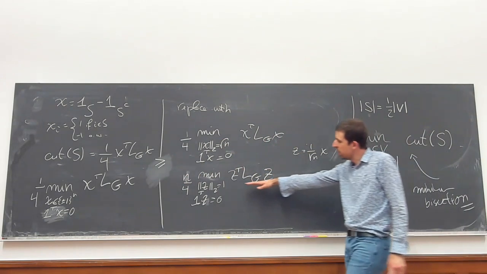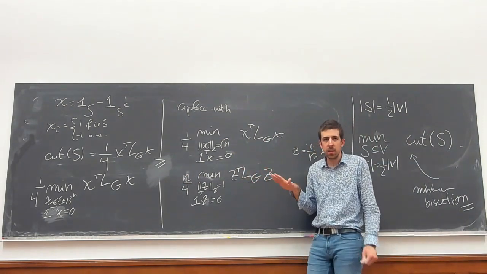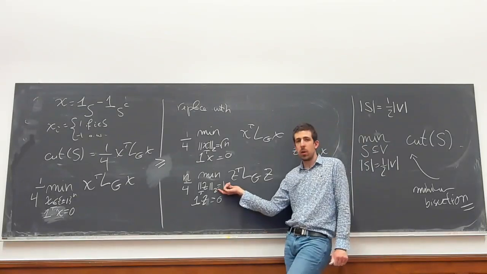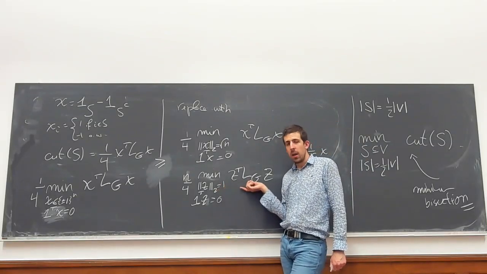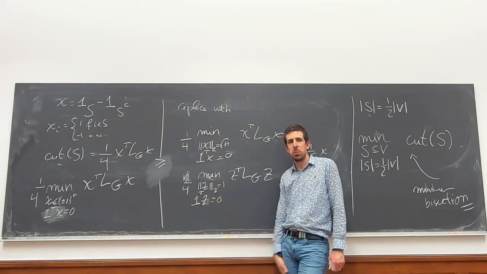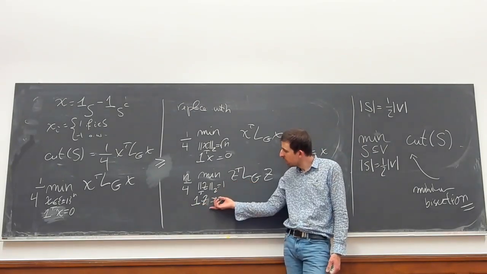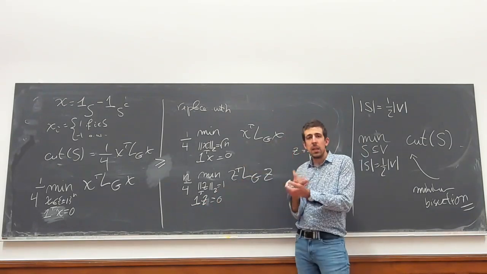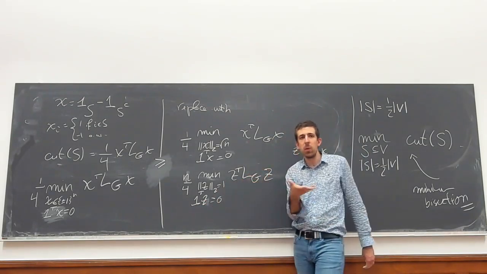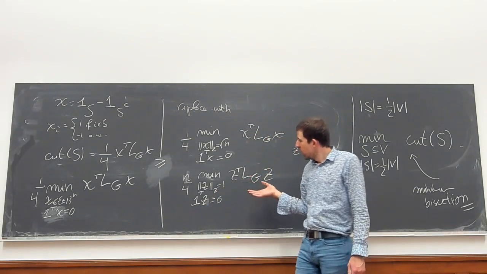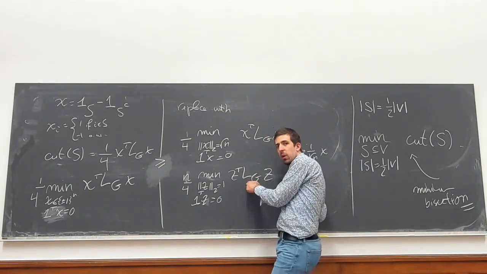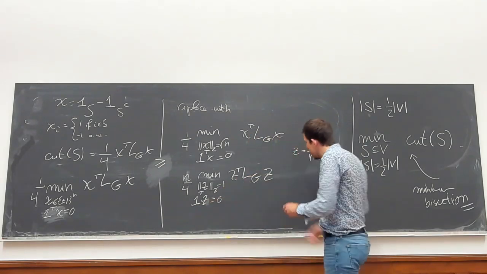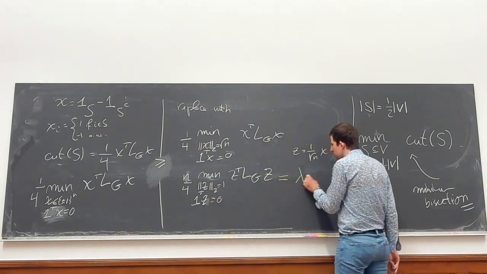I'm minimizing this quadratic form, which is like taking the smallest eigenvalue over the sphere, and I'm making sure that it's orthogonal to the whole ones vector. But the ones vector is exactly the minimum eigenvector of L_G, right? We saw that L_G was positive semi-definite, and 1 was its null space. So if I'm minimizing the quadratic form subject to being orthogonal to the first eigenvector, what I'm doing is exactly calculating the second eigenvalue.